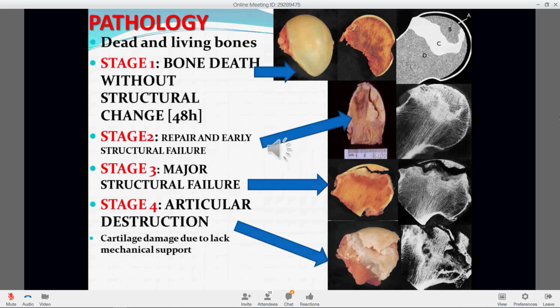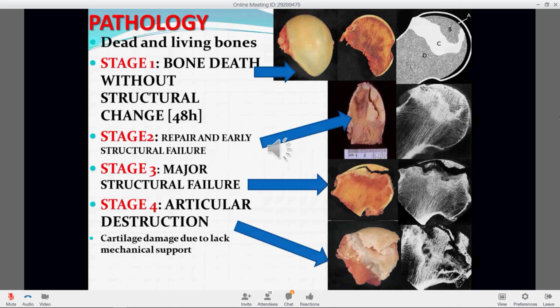Pathology. Following avascular necrosis, we will have dead and living bones. What is the difference between dead and living bones? From a structural point of view, there is no difference. But the dead bone cannot renew itself, so it cannot tolerate the stresses that occur following daily activities.